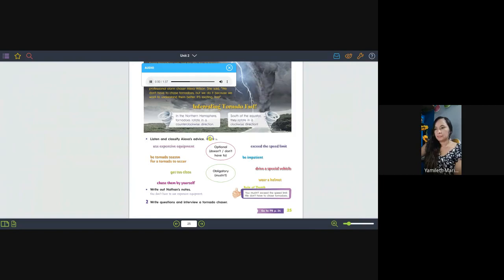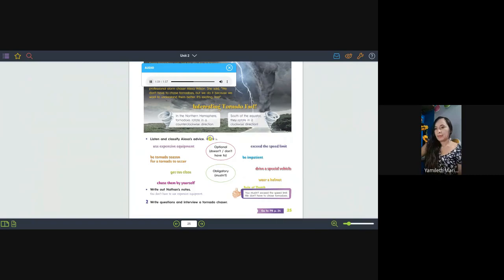Is storm chasing expensive? No, it isn't. You don't have to use expensive equipment. This is the option about this. You don't have to use expensive equipment. I carry my cell phone along with a camera and a laptop computer.